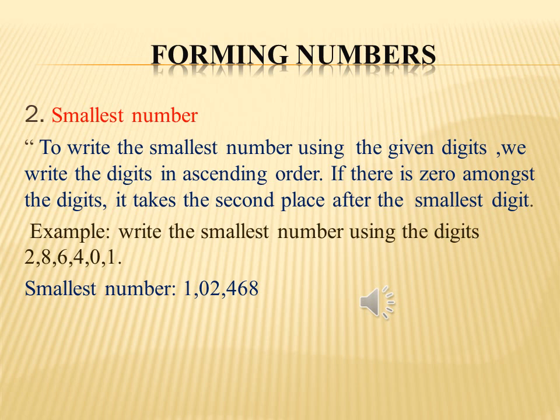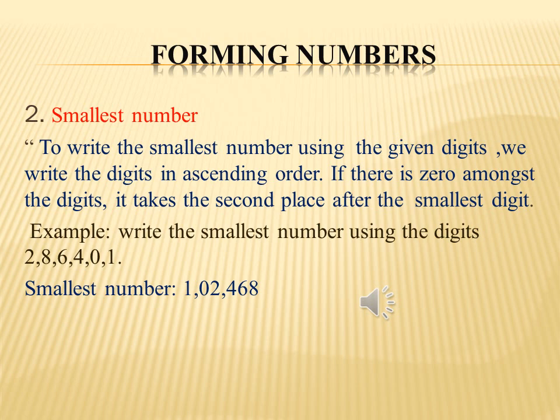Now we know that to write the smallest number, we have to arrange the digits in ascending order. Ascending means from smallest to biggest. So the smallest number among these is 0. But we cannot write 0 first. So we need to write 0 after the second smallest number. The second smallest number after 0 is 1. So we'll write 0 after 1. So it comes 1 0. Then after 1 it is 2. Then 4, then 6, then 8.